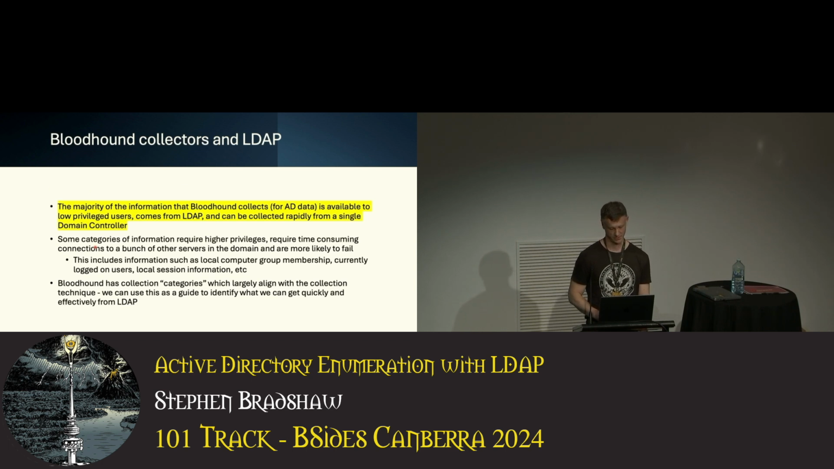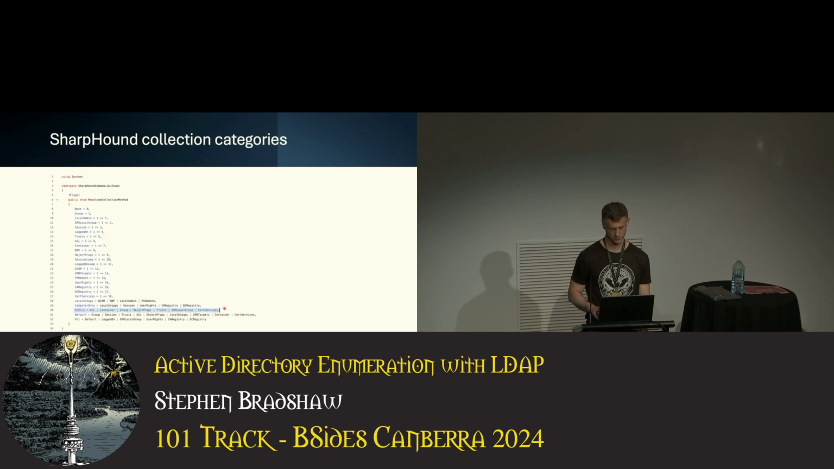BloodHound also has a concept of collection categories which largely align with these collection approaches, and we can look at these to determine what components of the collection are done using LDAP. What we have here is a screenshot from the source code of SharpHound, which is basically the C#, what I call the reference collector for BloodHound, Active Directory specifically. This is a listing of all the different collection approaches that are supported by the tool.